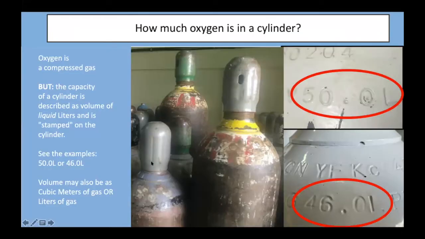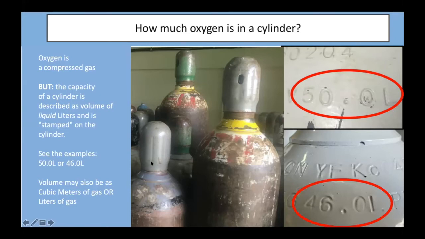So oxygen is a compressed gas, but the capacity of the cylinder itself is described as a volume of liquid liters, as if the cylinder didn't have gas in it, as if you had filled it with water, for example. You would then be able to identify the volume of the internal chamber of the cylinder. So we see here cylinders of different sizes, and then on the right side of this slide, you see stamped on the cylinders is different numbers that indicate the examples of 50 liters for the larger volume, or 46 liters, and every cylinder will have this stamped.